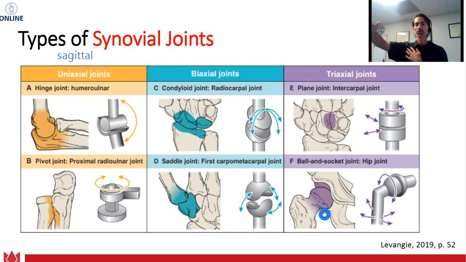So when we think about our shoulders, they go in all planes of movement. Our hips go in all planes of movement. So a ball and socket is a good example of a triaxial joint.